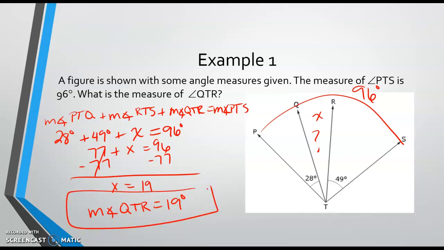So all it was adding and subtracting. The other way you could have done it is just that, okay, I know the total is 96. I subtract 49, I subtract 28, 19 degrees is left. I'm showing you setting it up this way in case you come across a problem that is not just 28 and 49, but maybe X plus 49. And so you have multiple unknowns within there. Okay.